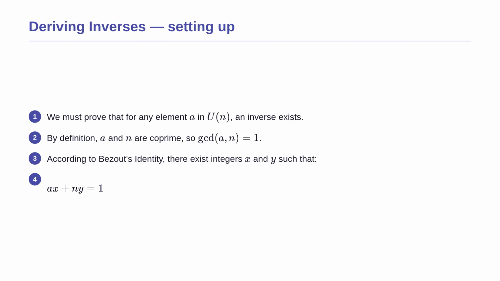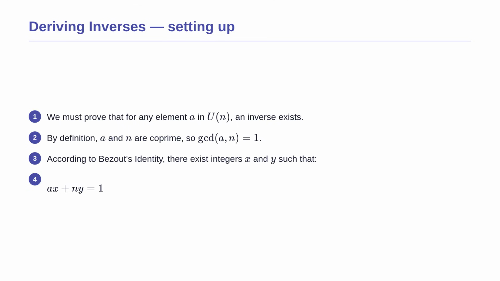So, we have seen through examples that inverses always exist. This brings us to the formal proof. How do we know for sure that every element in any U of n has a multiplicative inverse? To prove this, we rely on a famous mathematical rule called Bezout's identity.